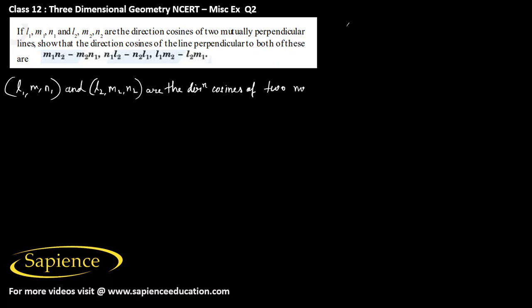Here it is given that L1, M1, N1 and L2, M2, N2 are the direction cosines of two mutually perpendicular lines. So we can say that L1L2 plus M1M2 plus N1N2 should be equal to 0.